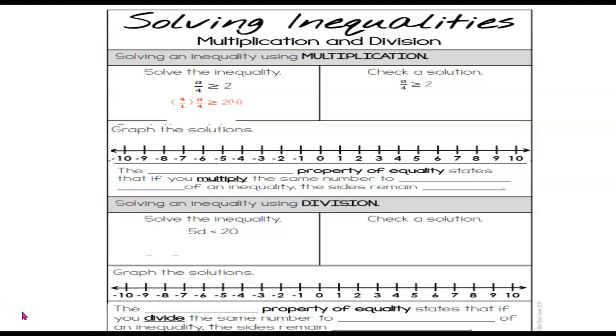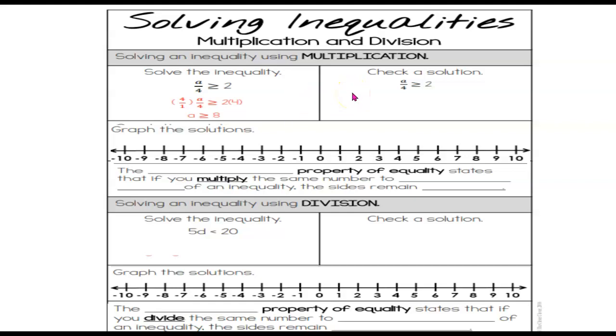Remember, to change 4 into a fraction, you will put it over 1. When we multiply 4 over 1 times a over 4, we're going to get a. When we multiply 2 times 4, we're going to get 8. a is greater than or equal to 8. This means we can use a solution set that includes 8 or any numbers greater.